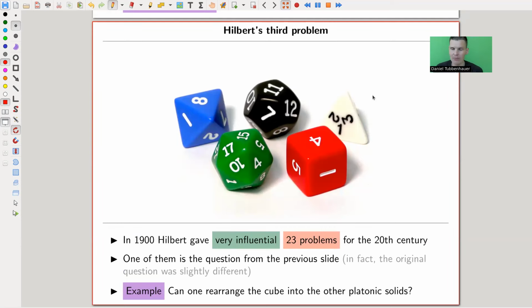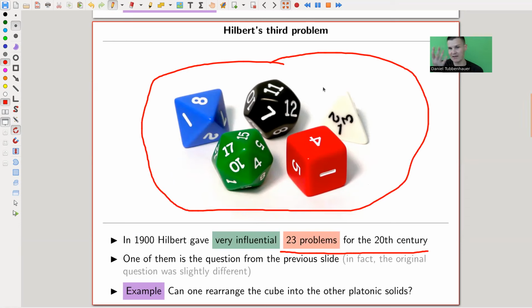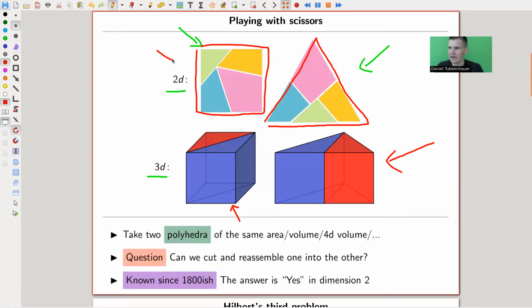So Hilbert's third problem. Hilbert gives us a list of these 23 very influential problems. Some of them are a bit ill-stated, but this one is pretty clearly stated, although the original formulation is more difficult than what I'm going to say, but it's somewhat equivalent. It's not equivalent, but let's just say it's somewhat equivalent. I like this formulation a bit more. Essentially, can you cut the Platonic solids, or similar polyhedra, in the same way we did the cutting here in 2D? Can you do this in 3D?